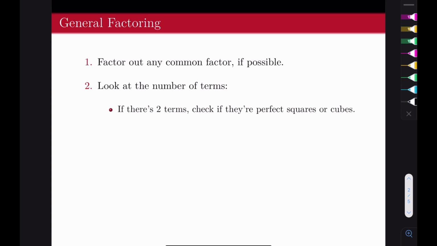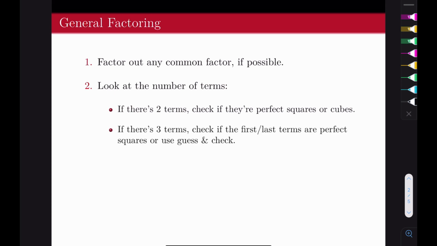If you just have two terms, you want to see if they're perfect squares because it could be something minus something. Then you try your guess and check using those square terms. If you have three terms, then you want to check if the first and last terms are perfect squares and try that in your setup in the guessing. If it works, great. If not, then you go on and try something else.